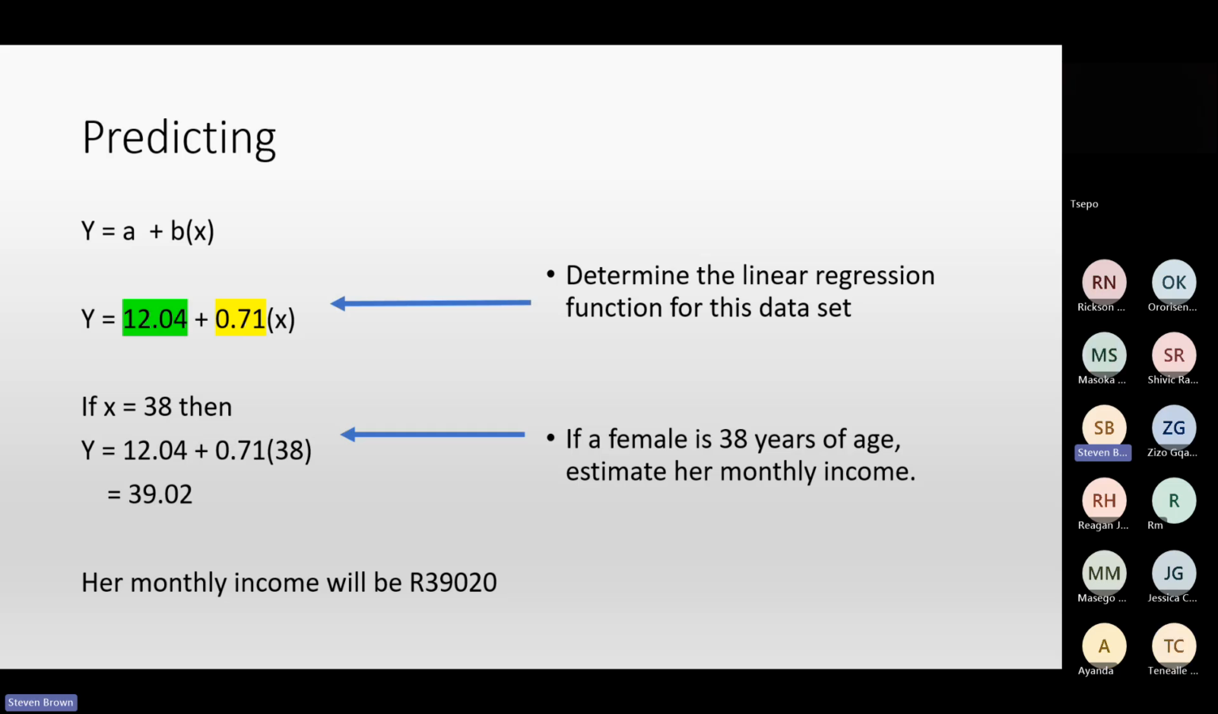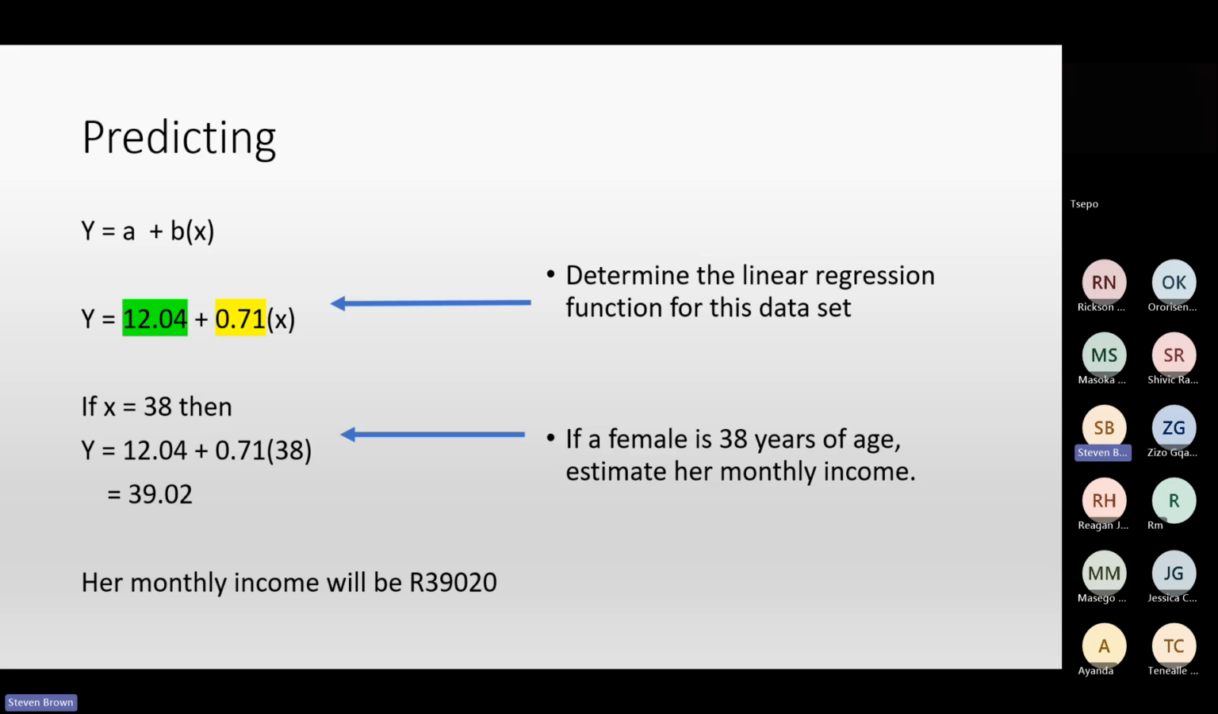Crudely, don't worry about that too much. Now the second part of the question said, if a female is 38 years of age, estimate her monthly income. Now you're pretty sorted, because now they've given you the x, because x was years, and you stick it where the x says there, and then you just sum it. I mean, you multiply it and sum it.